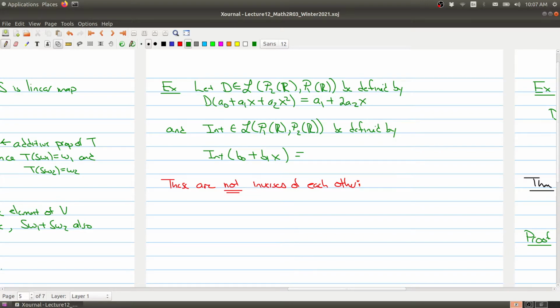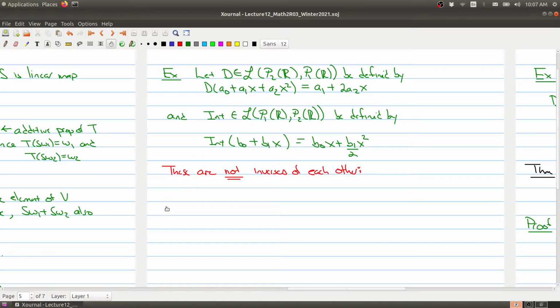And we're going to look at what you might think would be the inverse, which would be kind of the integration map. So we're going to look at a linear map from P1R to P2R, and it's defined by taking a polynomial of degree 1, and we map it to b0x plus b1x squared over 2. So here we have two functions, and it kind of looks like they're inverses of each other, but they're not. And I wanted to show you explicitly why they're not inverses of each other.